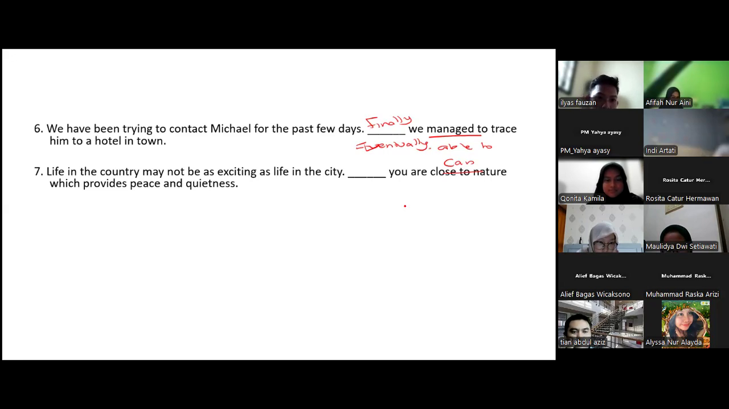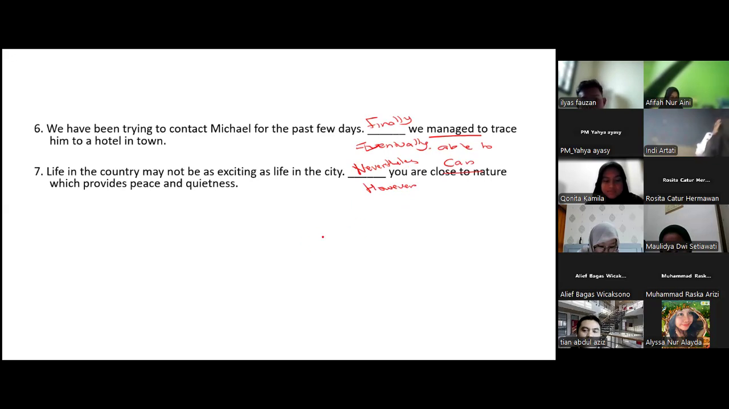Number 7, life in the country might not be as exciting as life in the city. Nevertheless, you are close to nature, which provides peace and quietness. Okay, good. You may use nevertheless, or you may use however.